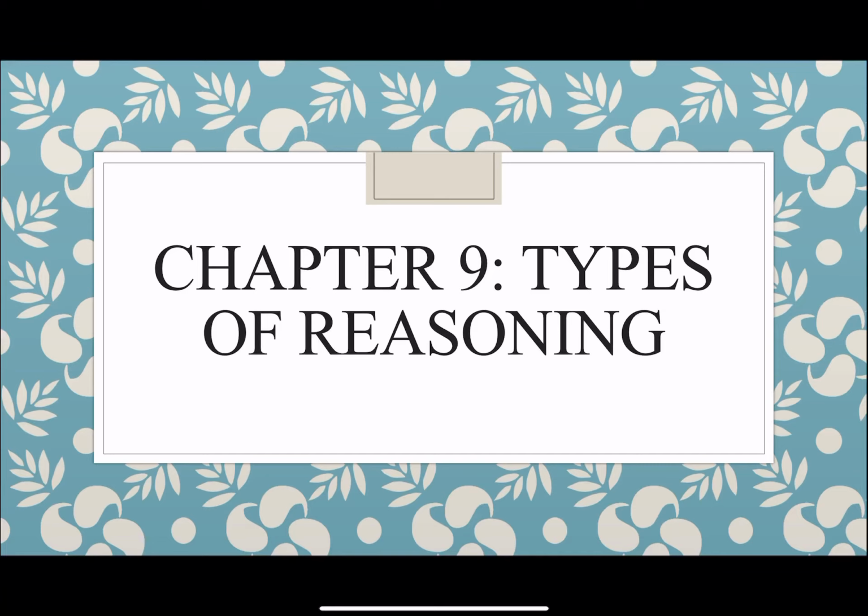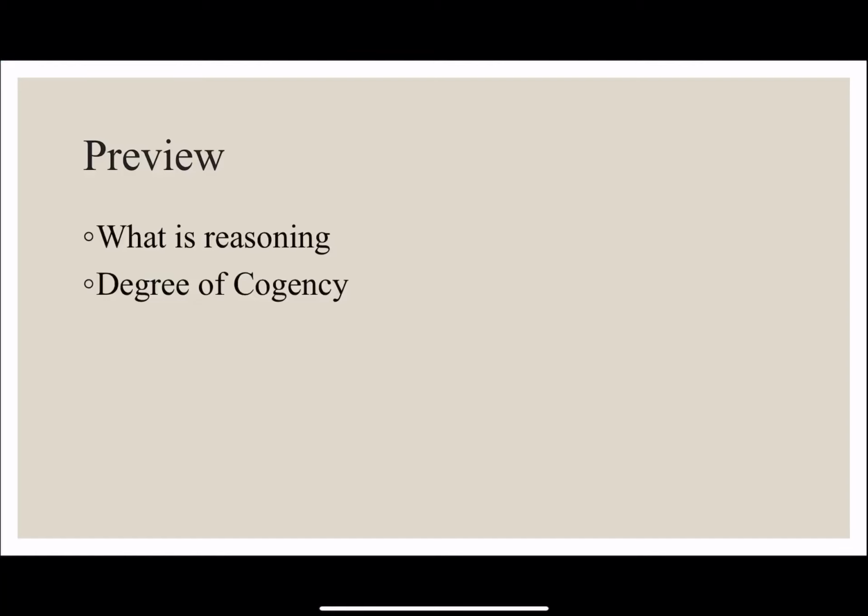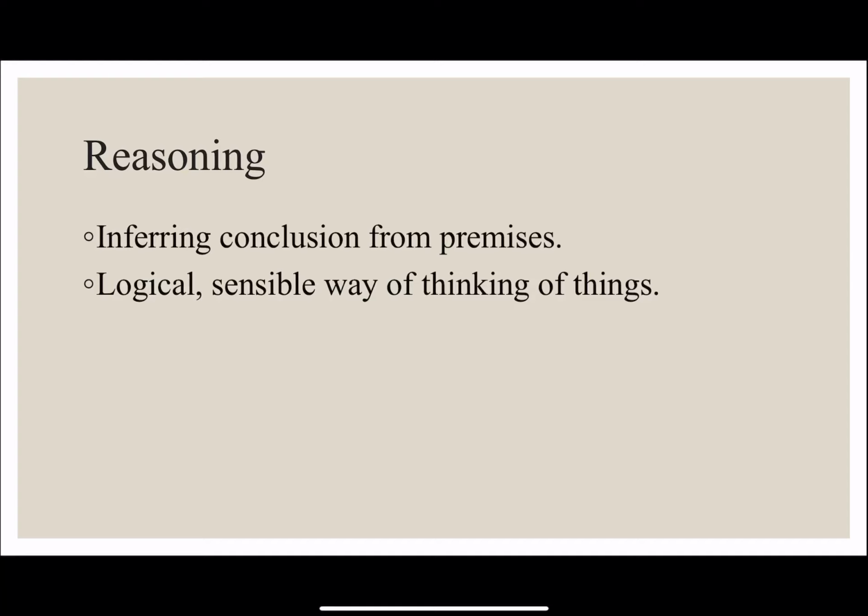We will specifically discuss what is reasoning and the degree of cogency. To start, reasoning is the process of inferring conclusions from premises. In other words, it is a logical, sensible way of thinking about things. We make sense of the world around us through reasoning. In argumentation, we use evidence to support our ideas. These logical connections come in different degrees.